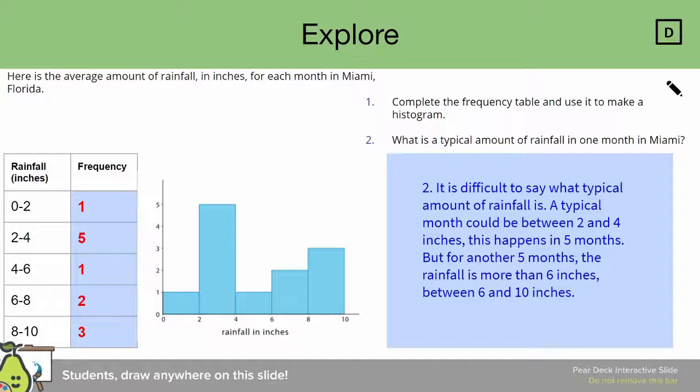This happens in 5 months, but for another 5 months, the rainfall is more than 6 inches, between 6 and 10 inches. So it's really difficult to say exactly what is the typical amount of rainfall in 1 month in Miami, because every month is different, and with that difference brings a different amount of rain. So there isn't a typical amount of rain. So if that's what you said, you are correct.